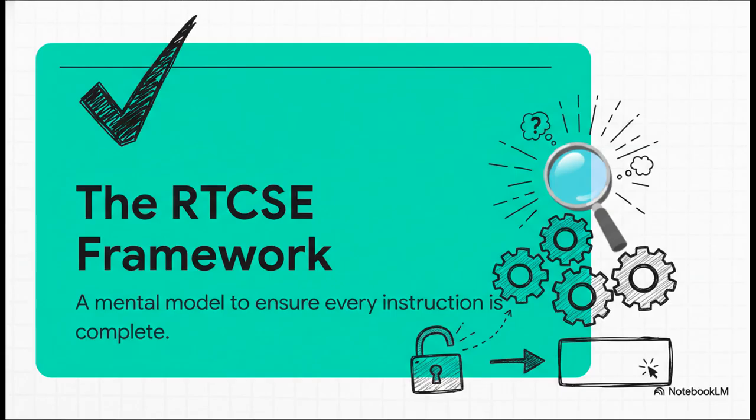So how do we write that perfect script? Well, we use a mental model called the RTCSE framework. Just think of it like a 5-part checklist that makes sure every single prompt you write is complete, constrained, and absolutely crystal clear. Honestly, this is the secret to getting exactly what you want every single time.